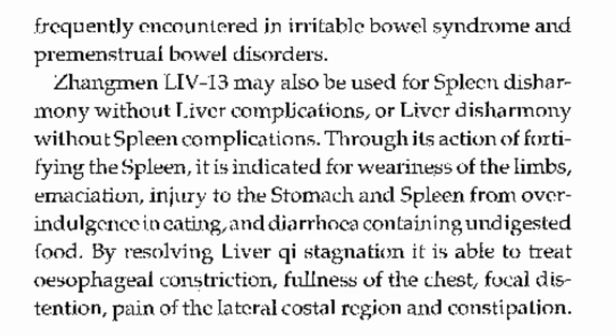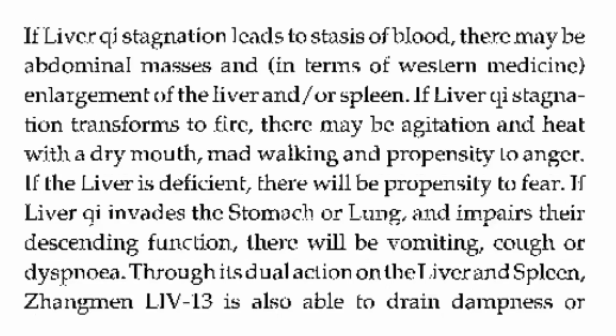Zhangmen, Liver 13, may also be used for spleen disharmony without liver complications, or liver disharmony without spleen complications. Through its action of fortifying the spleen, it is indicated for weariness of the limbs, emaciation, injury to the stomach and spleen from overindulgence in eating, and diarrhea containing undigested food. By resolving liver Qi stagnation, it is able to treat esophageal constriction, fullness of the chest, focal distension, pain of the lateral costal region, and constipation.